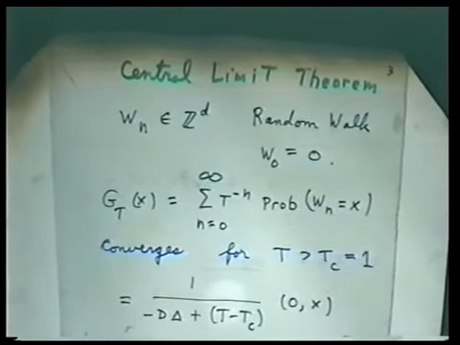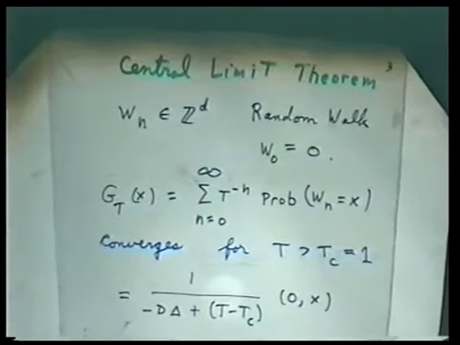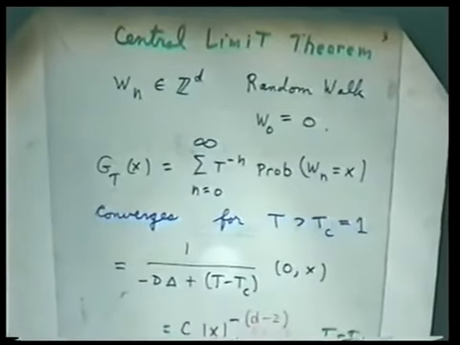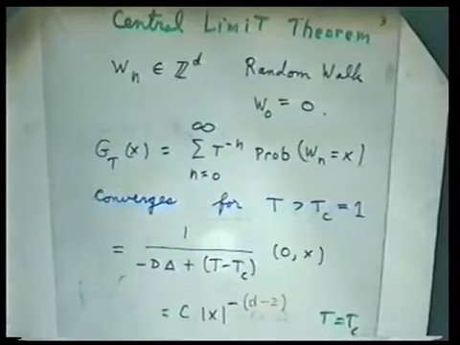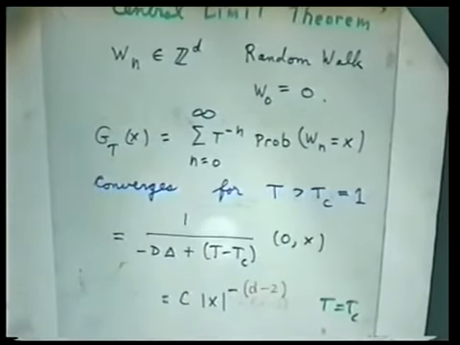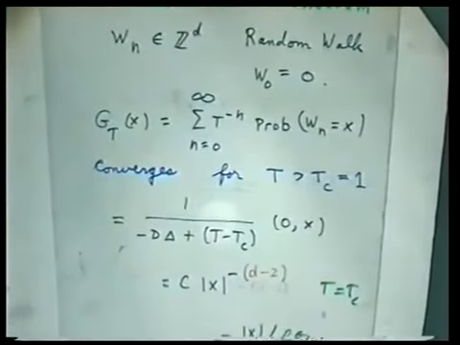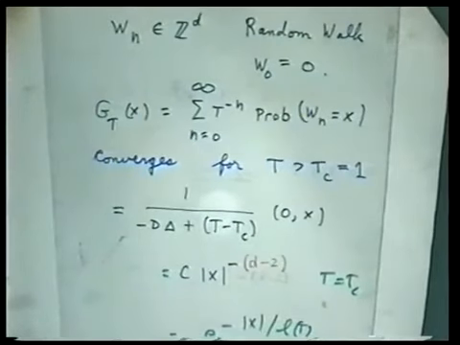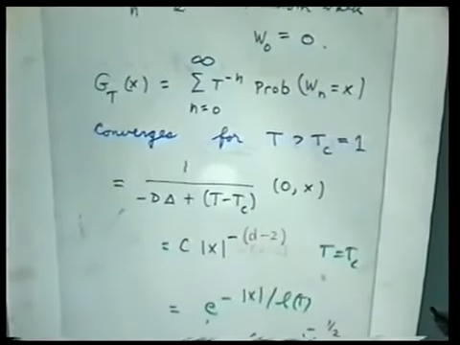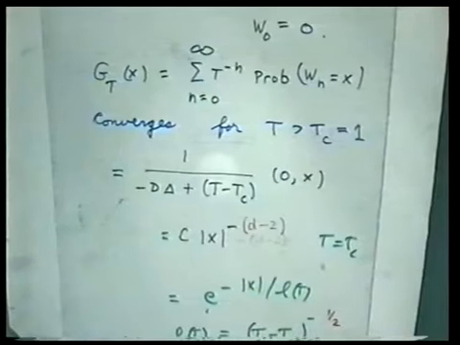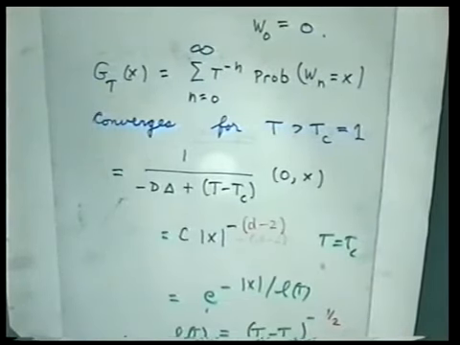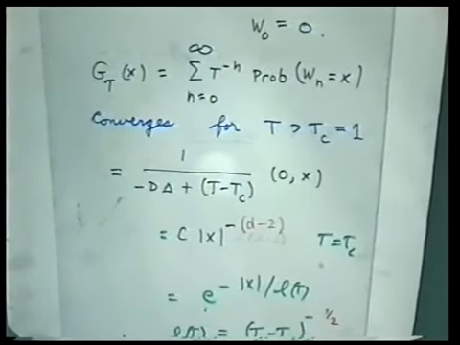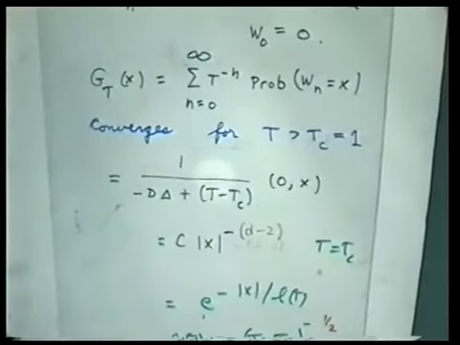Now, if I talk about random walks, there's generally speaking no notion of temperature. I'm going to introduce a fake temperature. It's part of a generating function here. In the generating function, I call it G_t of x, I just sum over n of t to the minus n times the probability that the walk at the nth step has the value x, where x is also in Z^d.